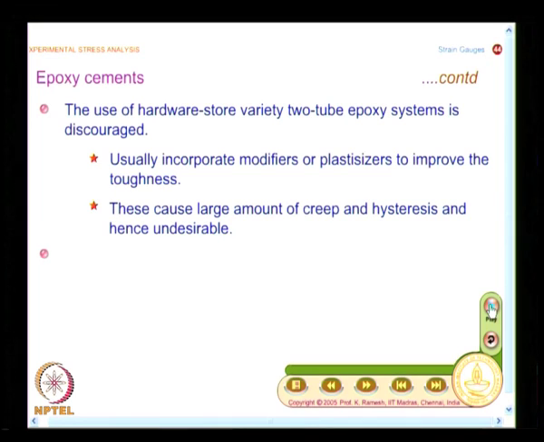You will have a thickness of maybe 0.5 millimeter, that is not good for your strain gauge instrumentation, because any of this hardware store variety two-tube epoxy systems incorporate modifiers or plasticizers to improve the toughness. They cause a large amount of creep and hysteresis and hence are undesirable. So, the strain gauge manufacturer certifies a particular cement; whatever cement is available is not good. I said you do not want to have hysteresis problems in strain gauge installation, and you can't wake up after completing the installation wondering how to handle hysteresis.